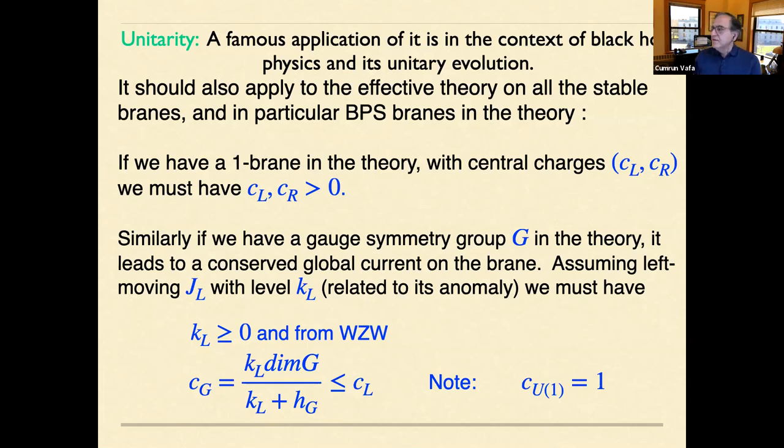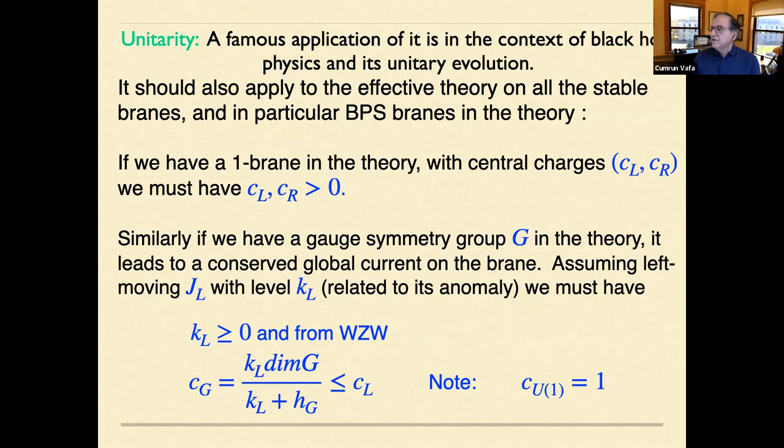So if you assume a left-moving current J_left associated with this group and the level K_left related to its anomaly, we must have that K_left is bigger than or equal to zero. This comes from the WZW model. You can compute the central charge to obtain the famous formula that the central charge of this group is the level times the dimension over the level plus the dual Coxeter number of the group.